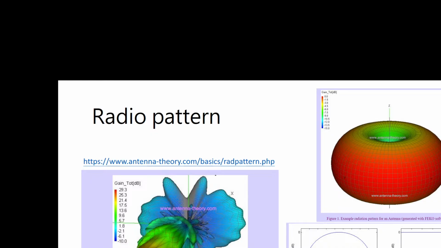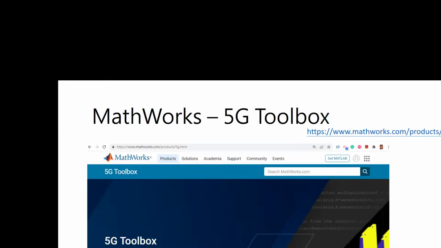But I just let you know, if you are going to do some simulation, you need to have a radio pattern which can represent the gain of your radio, right? The gain is quite important in your simulation.